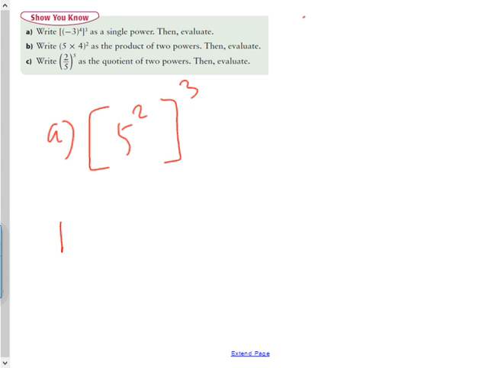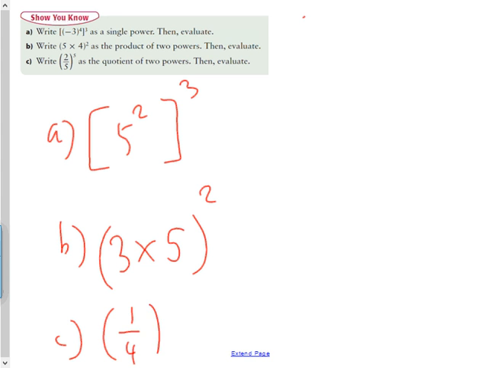For B, let's try one that looks similar to that. I'm going to go 3 times 5 in brackets squared. I want you to evaluate it 2 ways. And then for the third one, C, we're going to go a quarter, cubed. See what you get for an answer for that.